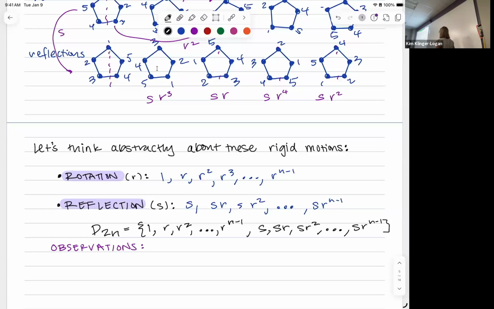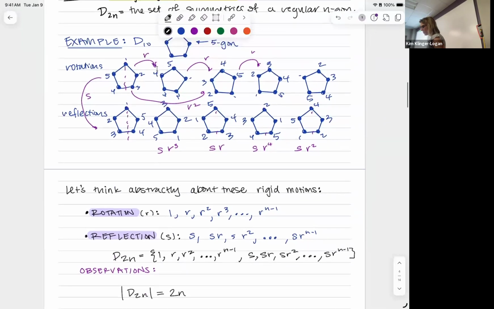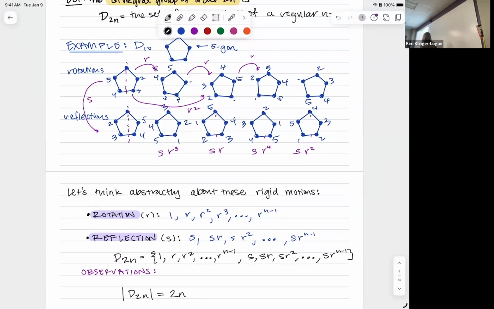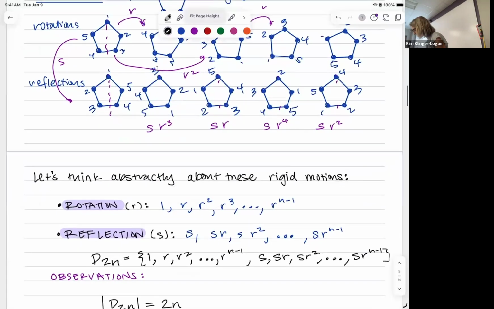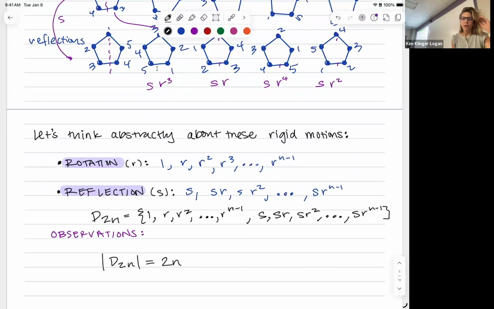And I notice that this group, D2N, is always going to have order 2n, or the size of that group is always going to be 2n. That's why we use that notation. So when we looked at our example of the 5-gon here, this is a 5-sided figure, and there are 10 different rigid symmetries, 2 times 5 different rigid symmetries of the 5-gon, right? And so that means there are 10 elements in this group. Okay, so these are the elements in the group.